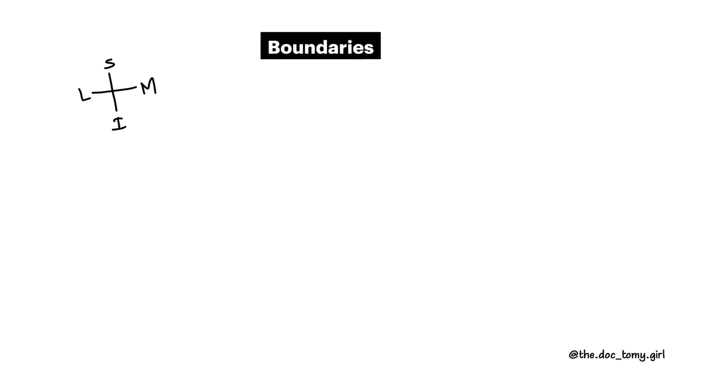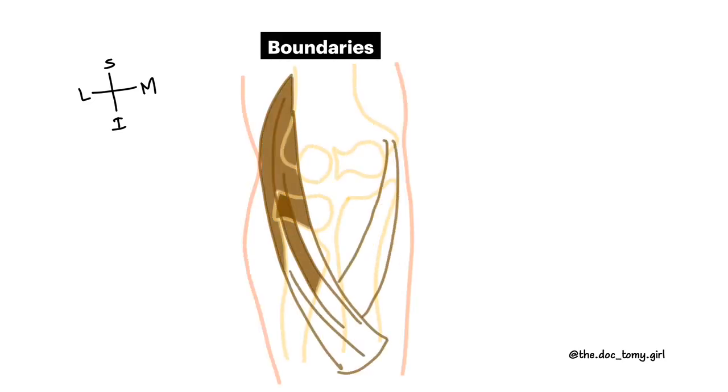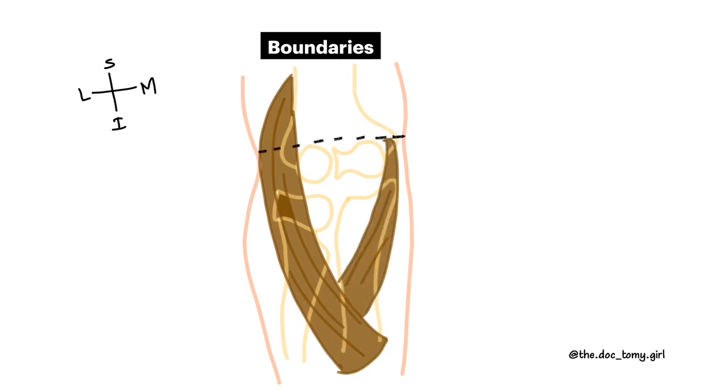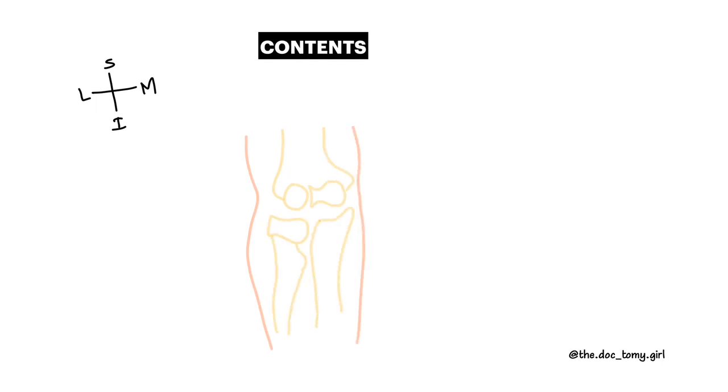Now about the boundaries. The lateral boundary of the cubital fossa is formed by the medial border of the brachioradialis muscle, and the medial boundary is formed by the lateral border of the pronator teres muscle. The base is formed by an imaginary line joining the two epicondyles of the humerus, and the apex is formed where the two borders cross.